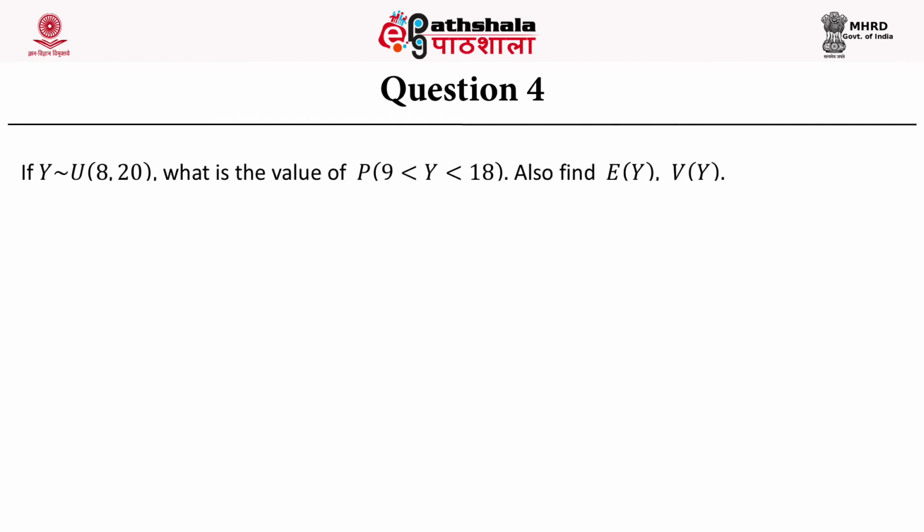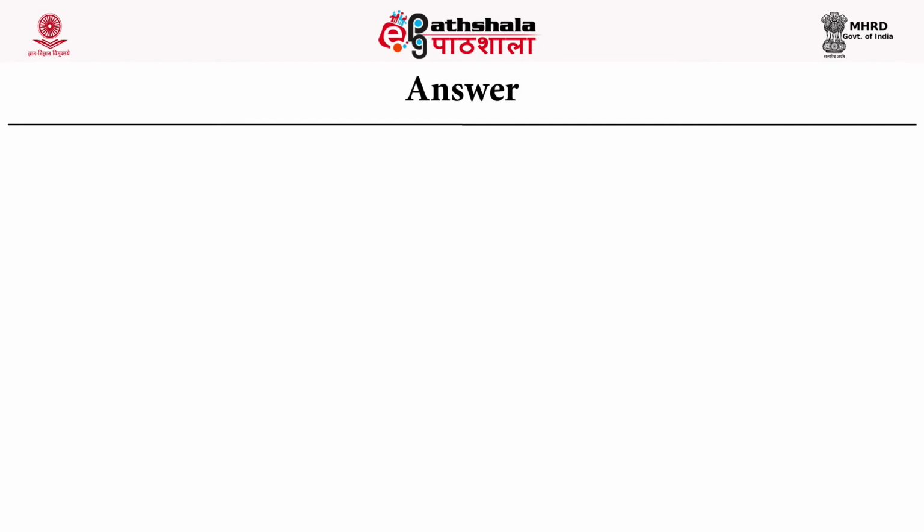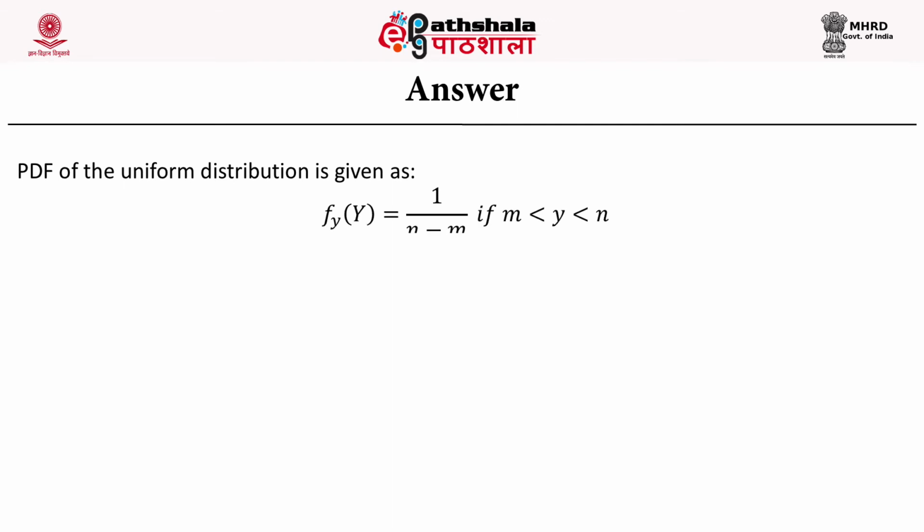So we have an example here that y follows a uniform distribution with parameters 8 and 20. What is the probability that y lies between 9 and 18? We are interested in finding this probability. We also have to find the expectation and variance. The PDF of the uniform distribution is given as f(y) equal to 1 upon n minus m, if y lies between m and n.